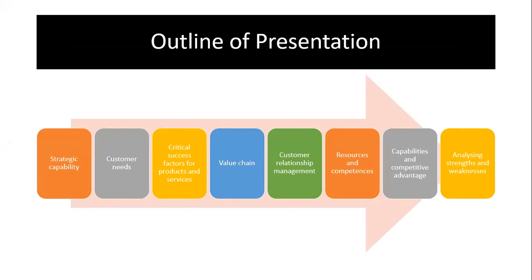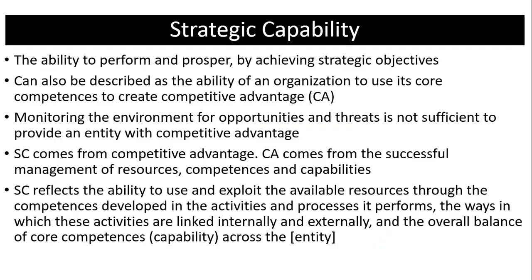We'll talk about strategic capability, customer needs, critical success factor, value chain, customer relationship management, resources and competences, capabilities and competitive advantage. And then we'll analyze strengths and weaknesses as a part of the SWOT analysis. Now, let's start with strategic capability.